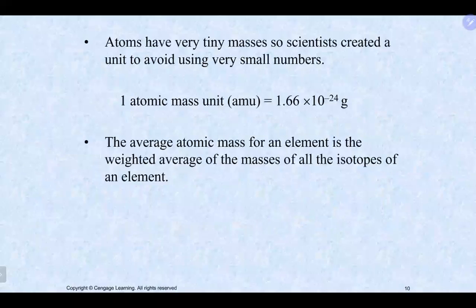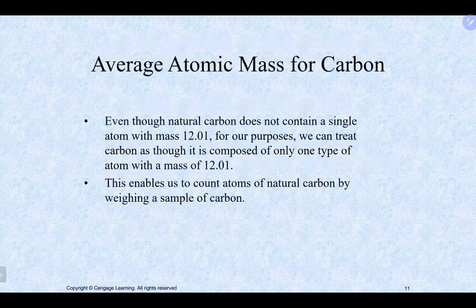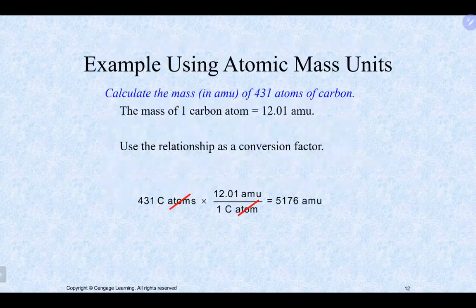So atoms are obviously very small masses, so that AMU in terms of relationship to grams is equal to 1.66 times 10 to the minus 24 grams, which is a very small number. So the average atomic mass for each element is weighted based on the isotopes that naturally occur. That's what we just talked about. So we can, again, use the atomic mass from the periodic table to do some conversions.